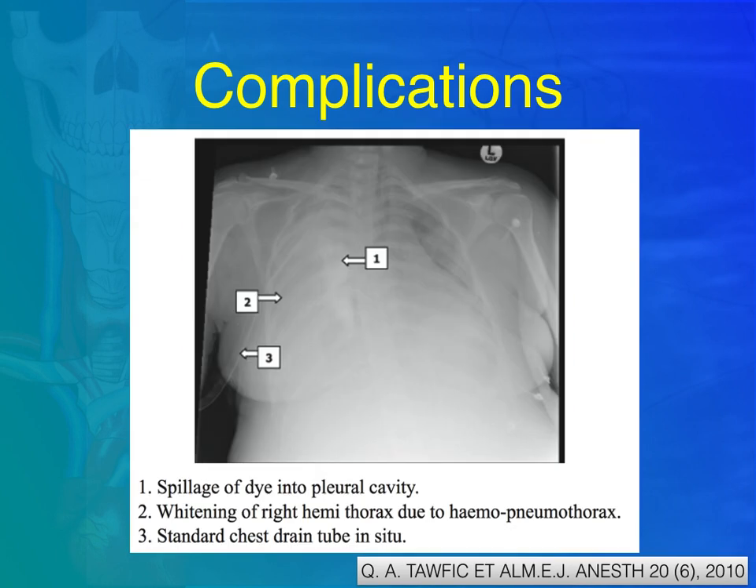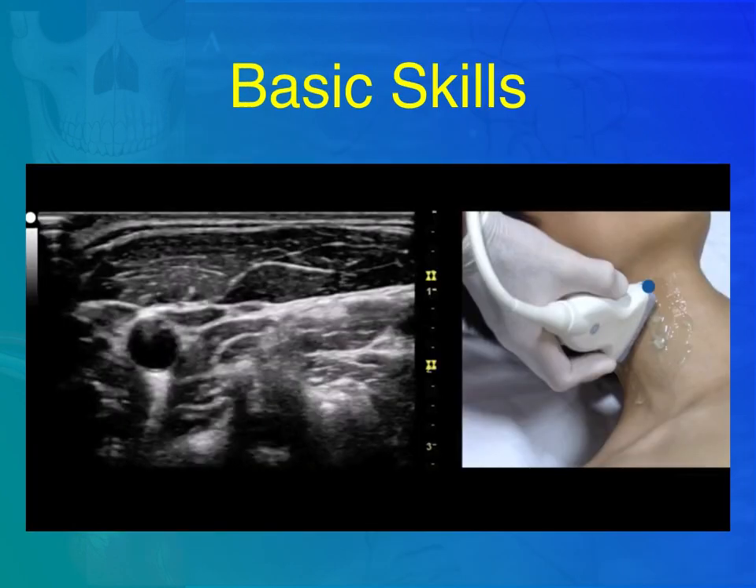Here, other complications. Sometimes you can injure the vessel, and in this case, in angiography, the catheter ended up in the pleura, and we have widening of the right hemithorax due to hemopneumothorax. So the patient needed a chest tube. So remember, there are complications for this. This can be avoided with the ultrasound.